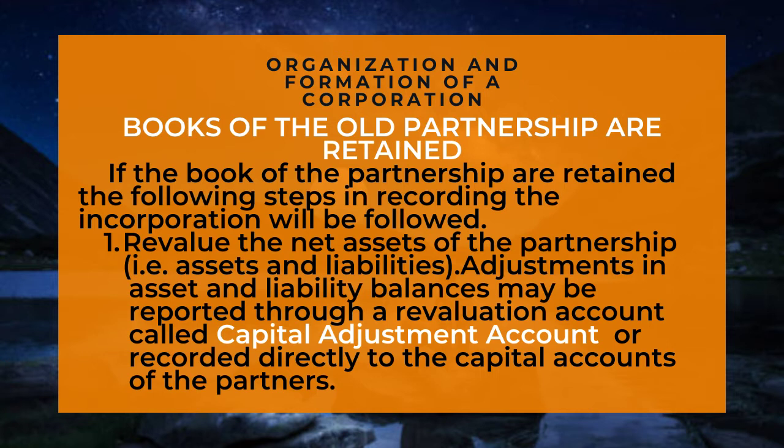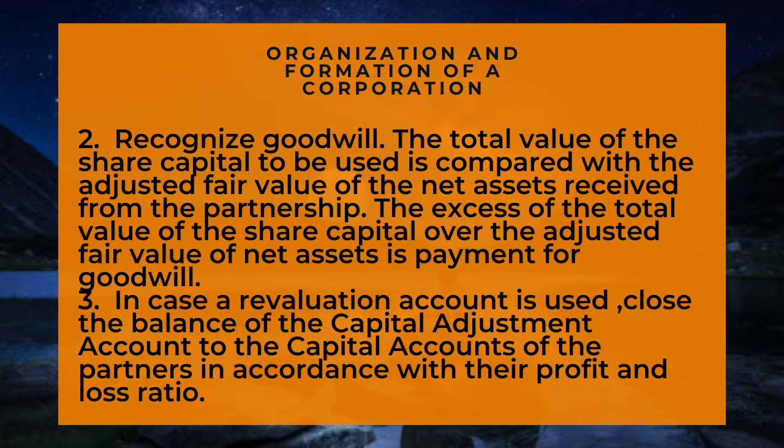Adjustments in asset and liability balances may be reported through a revaluation account called capital adjustment account, or recorded directly to the capital account of the partners. Second, recognize goodwill. The total value of the share capital to be issued is compared with the adjusted fair value of the net asset received from the partnership.